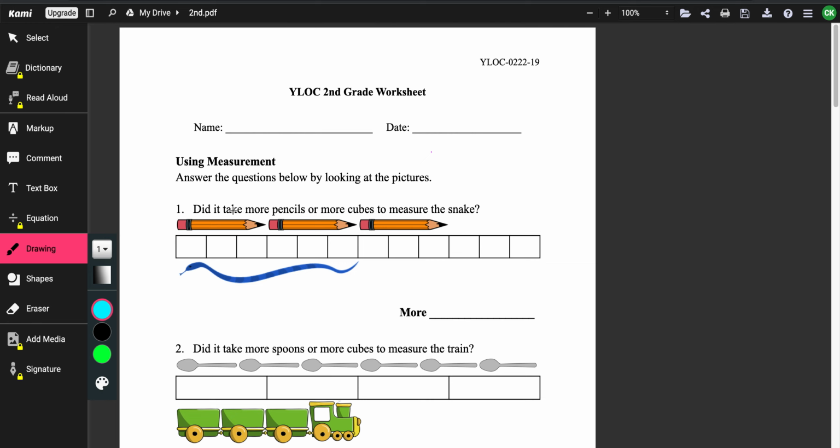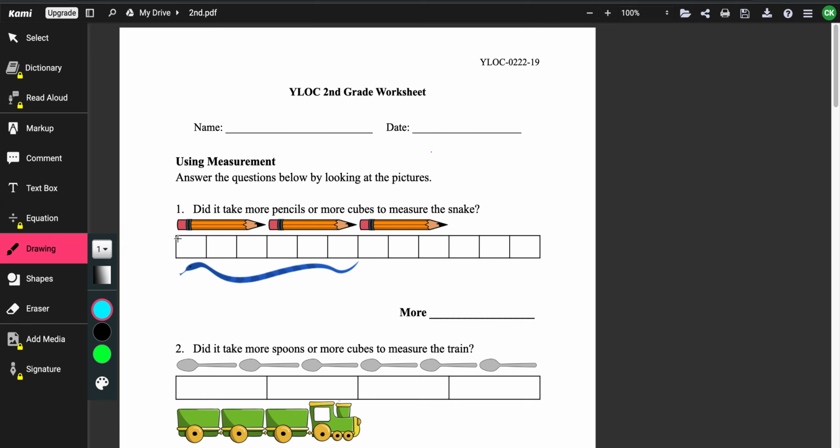So the first question is, did it take more? Oh, it says answer the question below by looking at the pictures. The first question is, did it take more pencils or more cubes to measure the snake? So we're comparing which one took more to measure the snake.